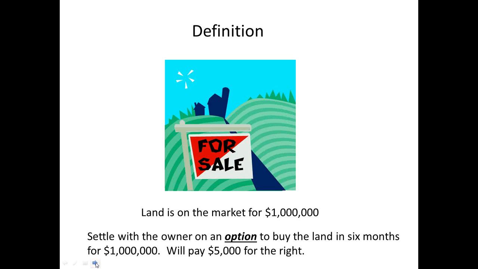But what he's going to ask for is that you pay $5,000 up front for that right. That is an option. That is an option to buy this property for $1 million between now and in 6 months. You're giving the farmer or the current owner $5,000, and that is his, whether you exercise that or not.